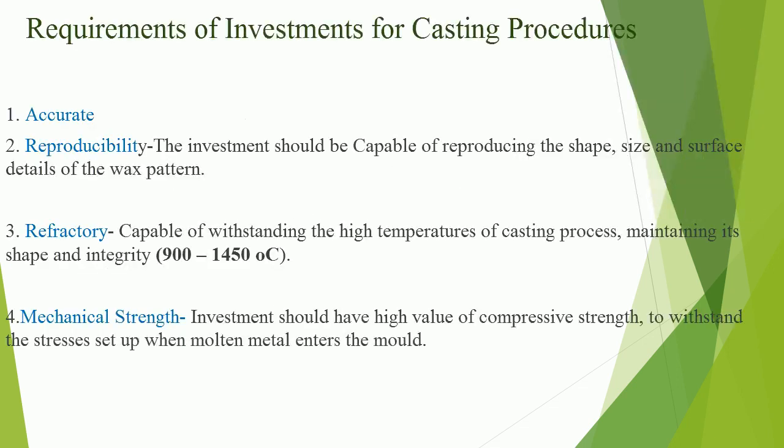Let's move on to the ideal requirements of an investment material. Firstly and foremost, it should be accurate. It should have good reproducibility. That means the investment should be capable of reproducing the exact shape, size, surface details of the wax pattern. It should be refractory. Refractory means it should be capable of withstanding the high temperature of the casting process and maintain its shape and integrity, because we will have to go up to temperatures of 900 to 1450 degrees Celsius. It should have good mechanical strength, high value of compressive strength, and should be able to withstand the stresses that are built up when the molten metal enters the mold.